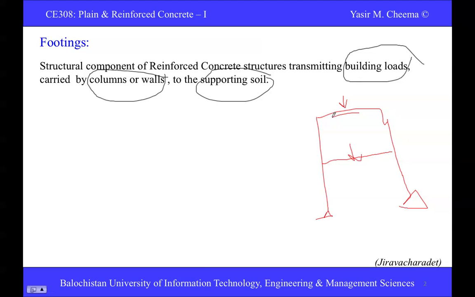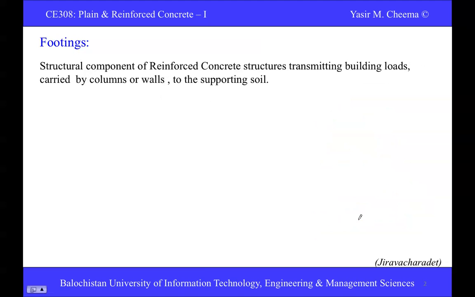Means the load transfer mechanism is like this one. Loads from this area move to these columns through beam action. Means beams transfer these loads to the columns. Columns further transfer these loads to the lower columns, and these columns further transfer these loads to these footings, and footings spread all these loads to the surrounding or supporting soil. So this is basically the load transfer mechanism to the soil.